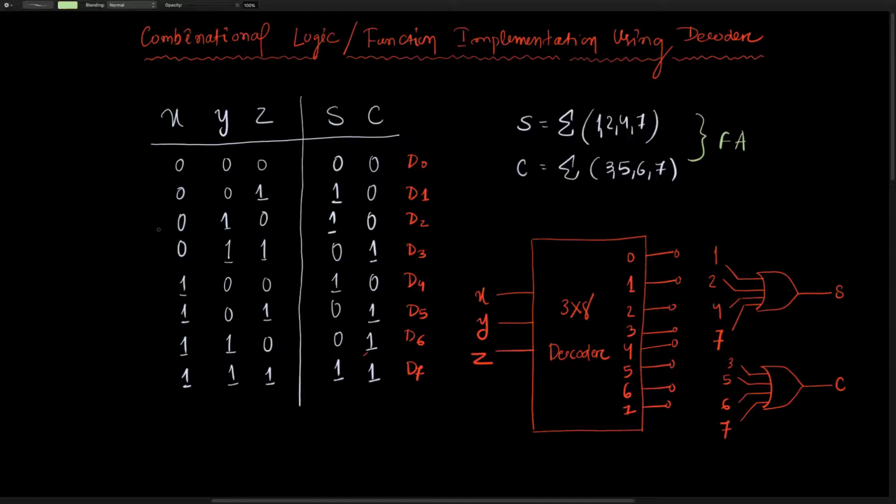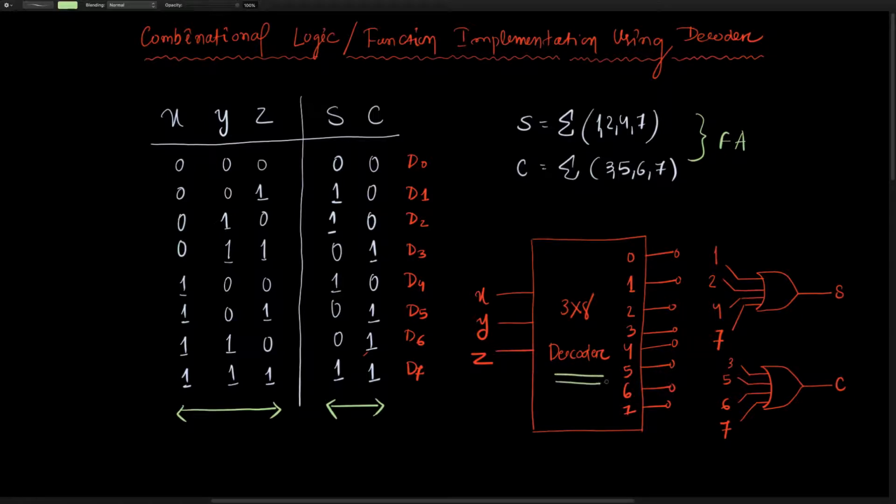This is the truth table for that. This side is the input side and this side is the output side. The procedure is very simple. As you have three inputs, the decoder we are going to use is naturally a 3 by 8 decoder. This is the figure for that.